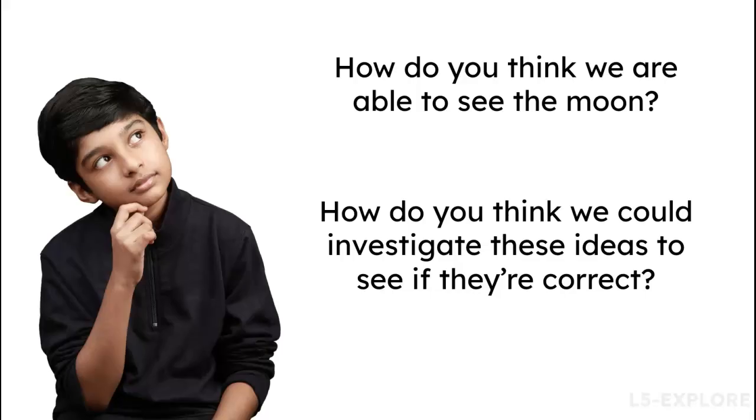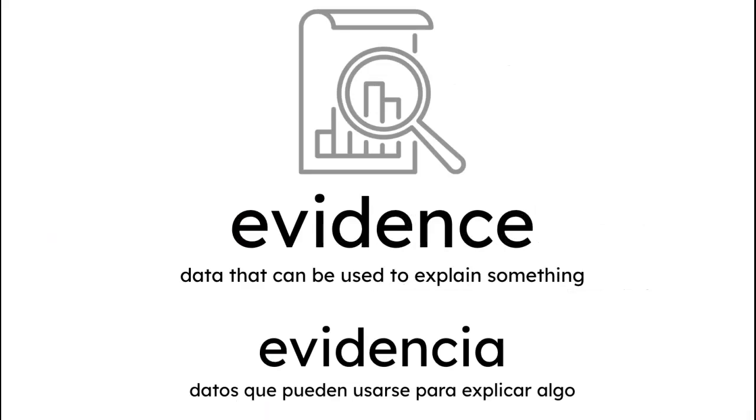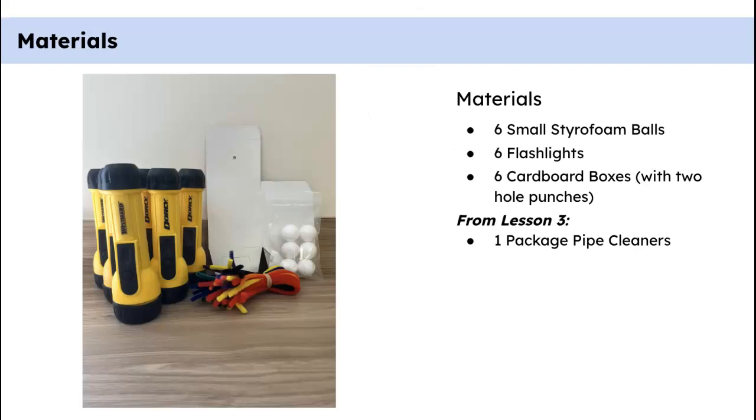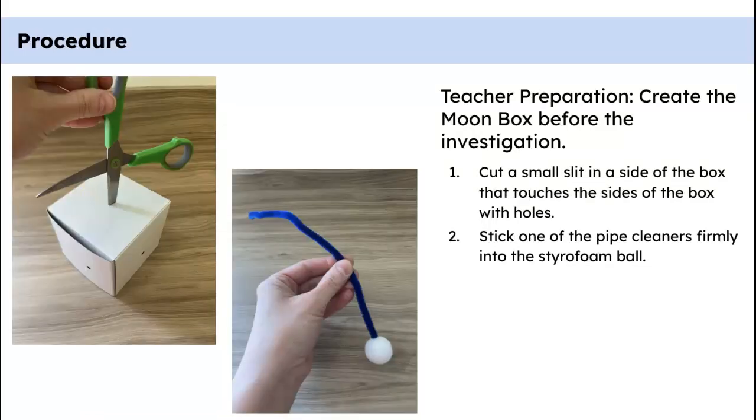For the Explore portion, you'll ask students how they think we're able to see the moon and discuss evidence. You can post and discuss the evidence vocabulary card. The Explore portion requires you to prepare enough materials for each group to have one moon box with the moon inside ahead of time and one flashlight. There is a teacher tutorial showing the setup for the How We Can See the Moon investigation.